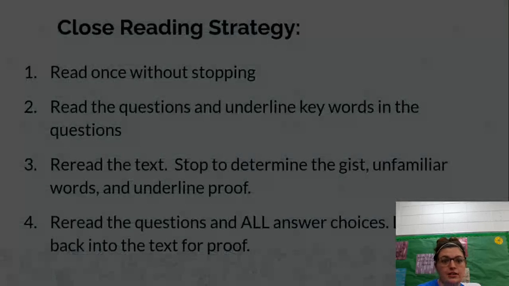Close reading strategy: read once without stopping. Second, read the questions and underline keywords. Reread the text, stop to determine the gist. So the gist is what I just said a minute ago: who, what, and why, unfamiliar words, and underline proof. So going back and finding those answers in the text. Reread the questions and all answer choices, looking back into the text for proof. Also going back in the text and underlining that proof.